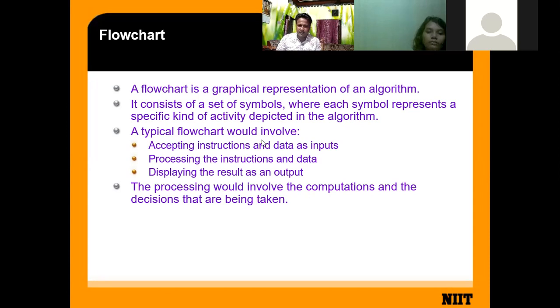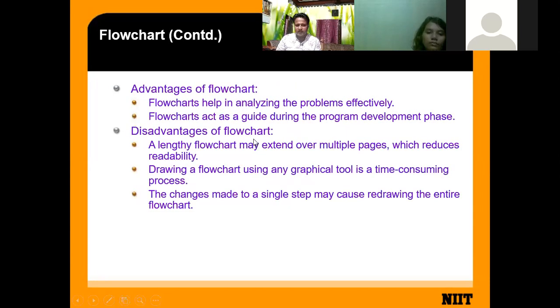Next, what are the advantages of the flowchart? A flowchart helps in analyzing the problem effectively. A flowchart acts as a guide during the program development phase.